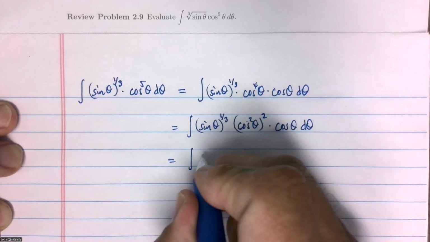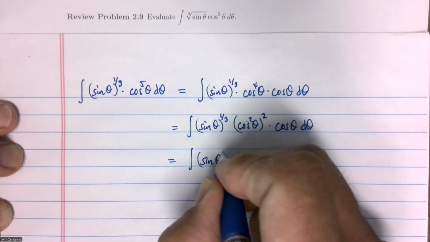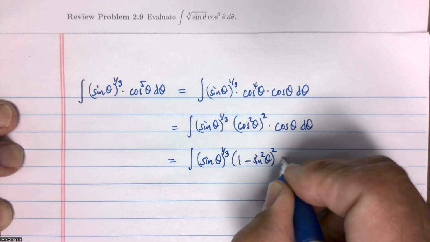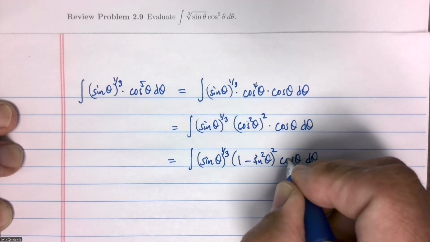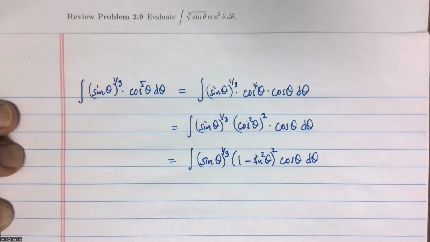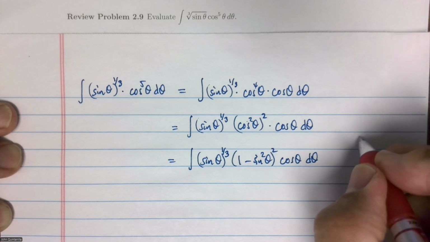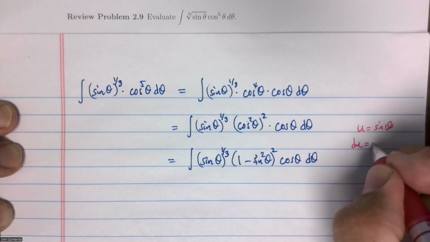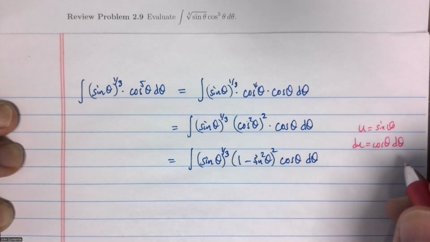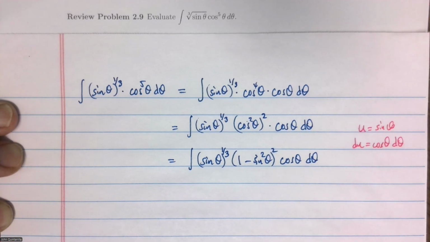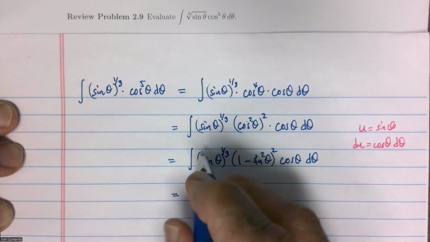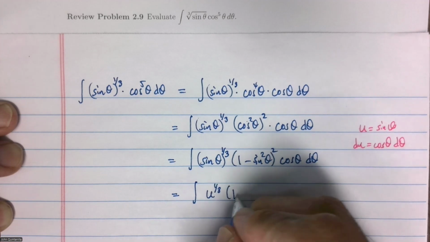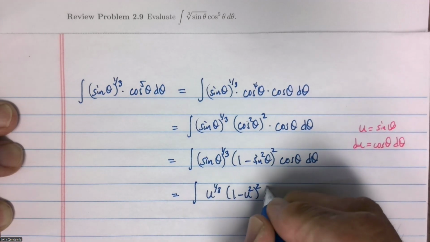And this cosine squared is equal to 1 minus sine squared. So 1 minus sine squared theta, squared, times cosine of theta d theta. Now, the reason that I did all of these steps is so that I can do the substitution u is equal to sine of theta, and so du is equal to cosine of theta d theta. By doing all these steps, I can trade this integral for a somewhat easier one: the integral of u to the 1/3 times 1 minus u squared quantity squared du.